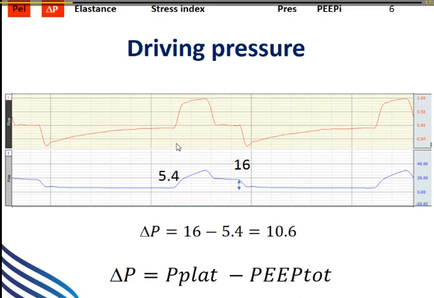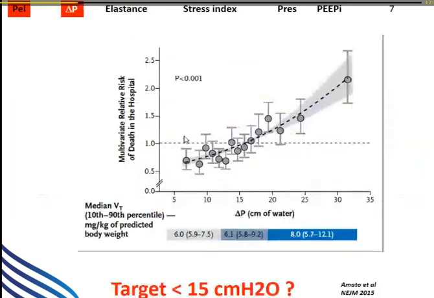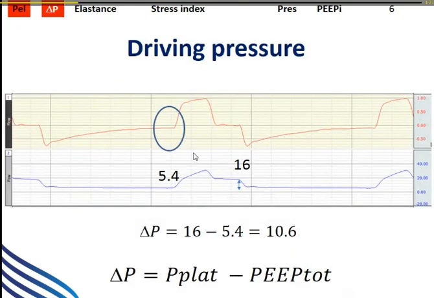But I would like to draw your attention to the fact that in a case like this, the flow at the end of expiration is not equal to 0. It's still positive, indicating that the value you have here, which is a PEEP set at the ventilator, is lower than the real expiratory alveolar pressure at 0 flow, and therefore the driving pressure here is overestimated.